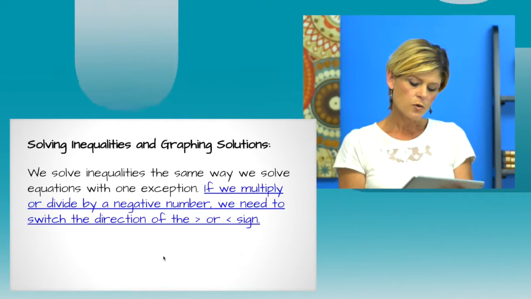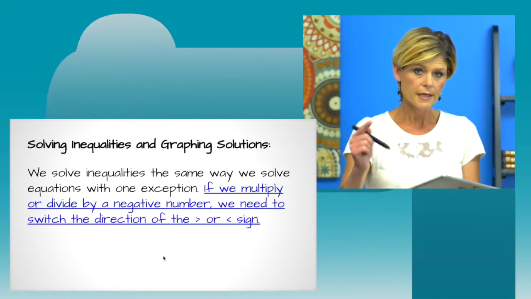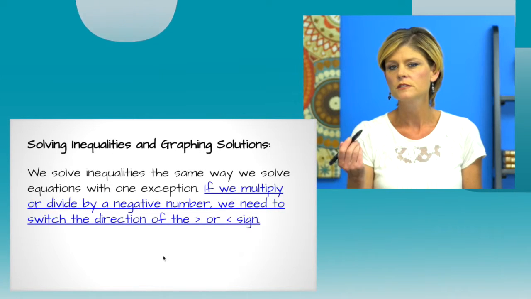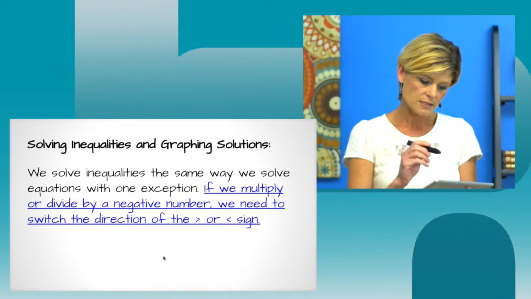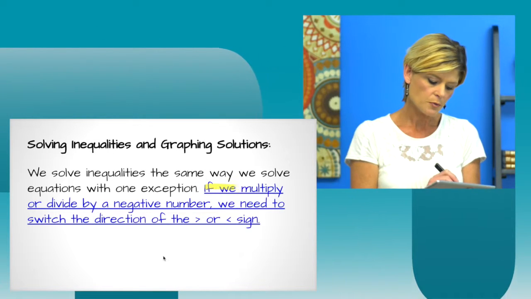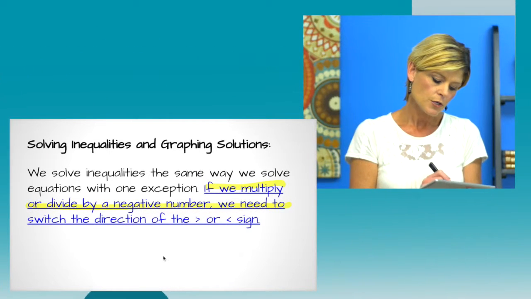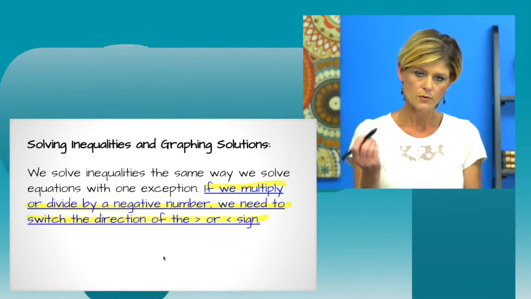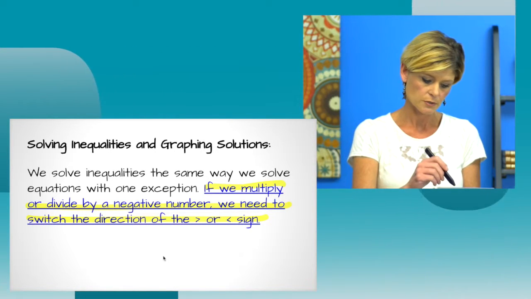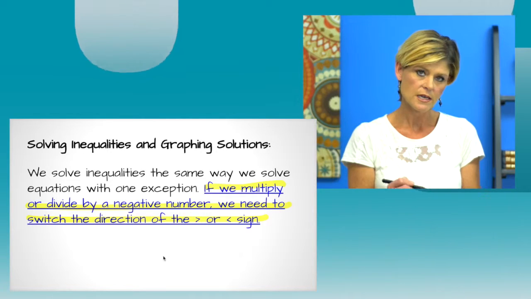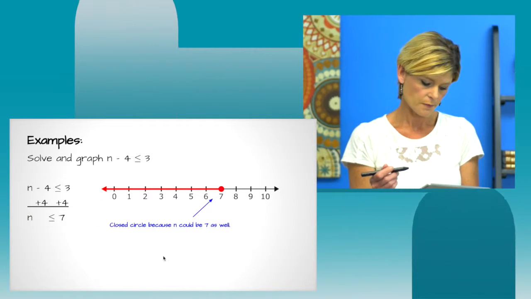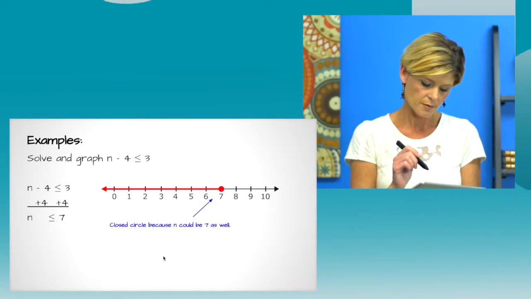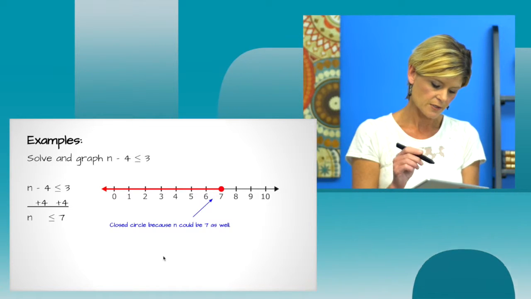Okay, we solve inequalities the same way we solve equations, with one exception. You will solve for your variable the same way that you would with an equation, but the only difference is this, and this is really important to remember. If you multiply or divide by a negative number, you need to switch the direction of the greater than or less than sign. Same thing with greater than or equal to or less than or equal to. You need to switch the direction of the sign if you multiply or divide by a negative number. So let me take a look. This one's actually going to be a positive number, so we don't have to worry about that yet, but keep that in mind for slides that are coming up.